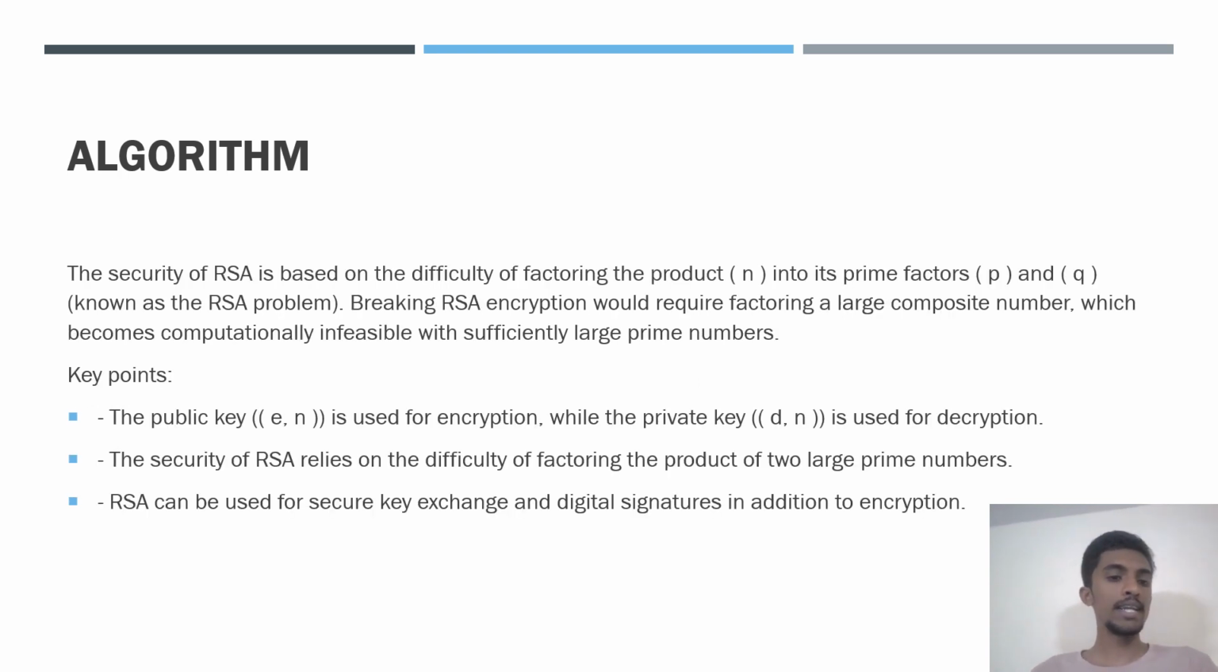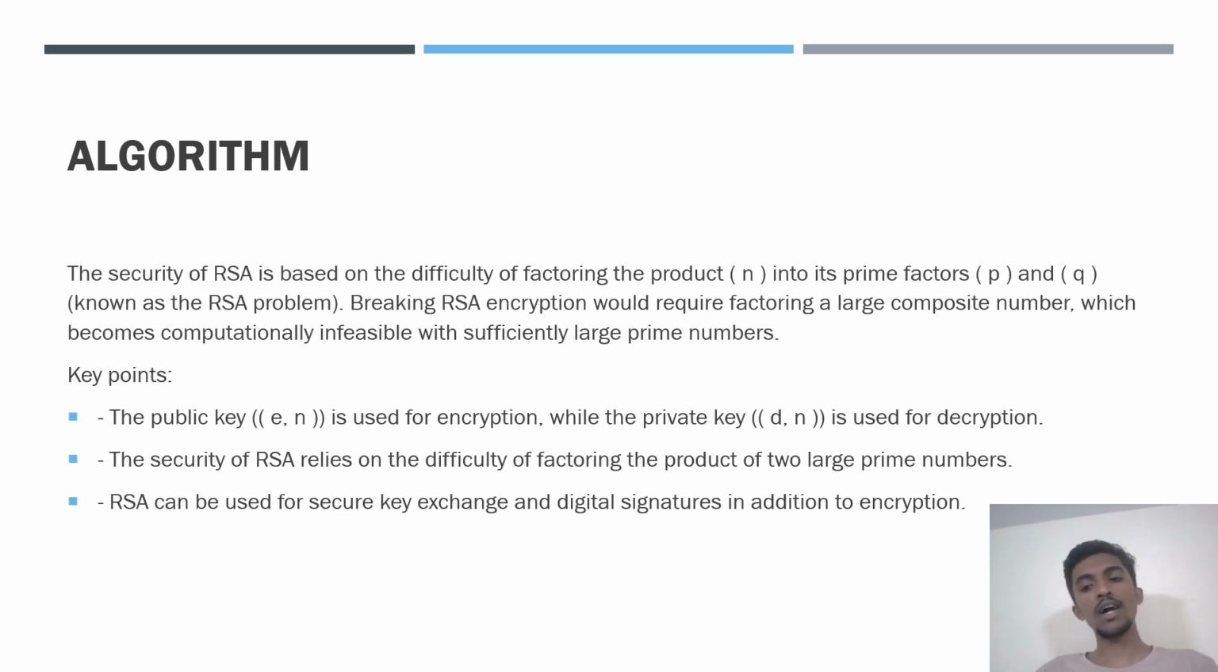Now let's see, the security of RSA is based on the difficulty of factoring the product n into its prime factors p and q, also known as the RSA problem. Breaking RSA encryption would require factoring a large composite number, which becomes computationally infeasible with sufficiently large prime numbers.